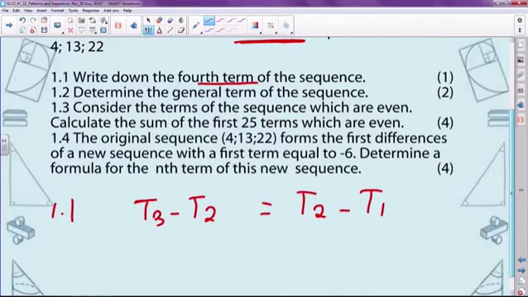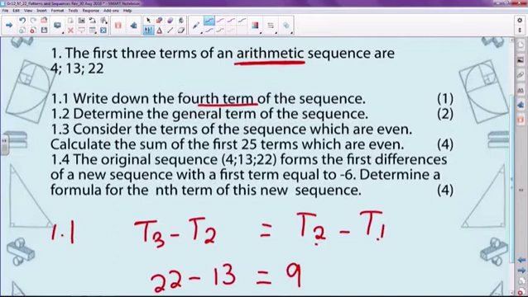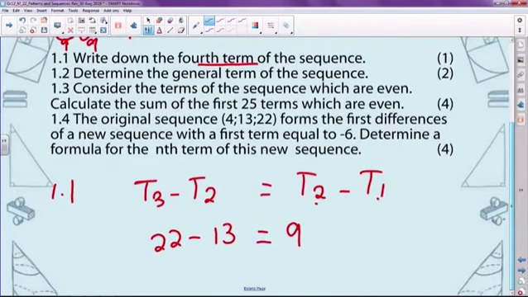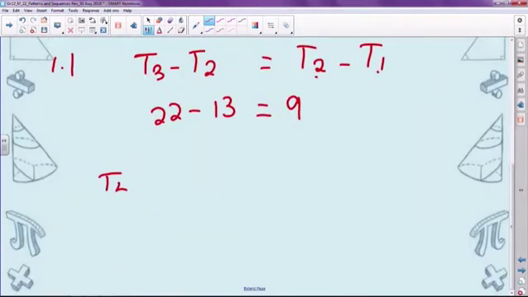So term 3 is 22. Term 2 is 13. 22 minus 13 is 9. If you chose to do T2 minus T1, so 13 minus 4, you would also get a constant difference of 9. If I want to find the fourth term of the sequence, the easiest way is to just add 9 onto my third term instead of using a formula. So term 4 will be 22, which is term 3, plus 9, and that's going to give us an answer of 31.